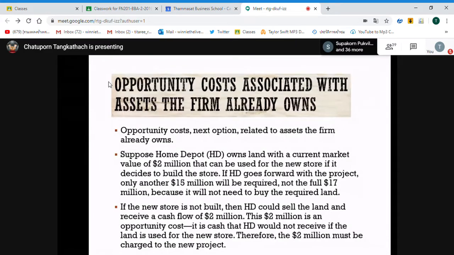For opportunity cost, this is not like the sunk cost. When you deal with opportunity cost, you must put it in your cash flow estimation, or you must consider the opportunity cost. What does it mean by that? Let me give you one example.